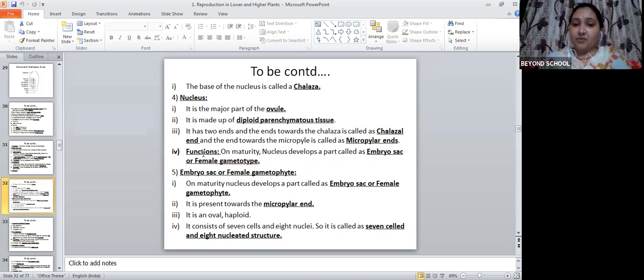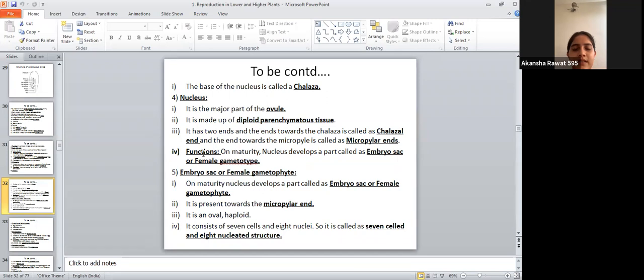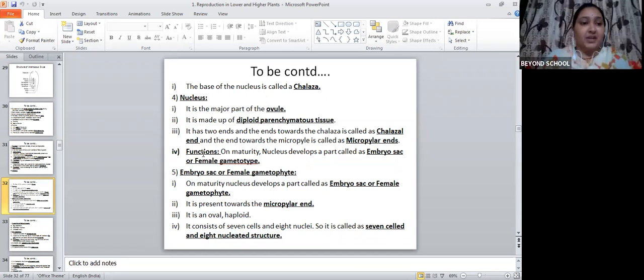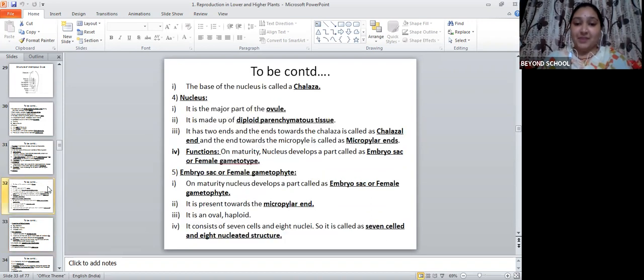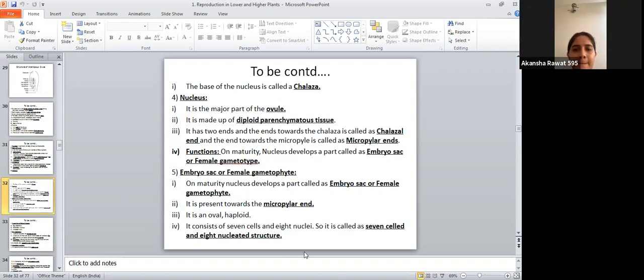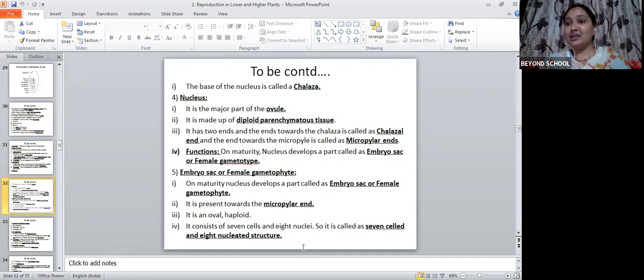It consists of seven cells and eight nuclei. So we call it a seven-celled and eight-nucleated structure. You know, Akansha, in the last lecture I made you study how we counted and dealt with that. It is called a seven-celled and eight-nucleated structure, right?